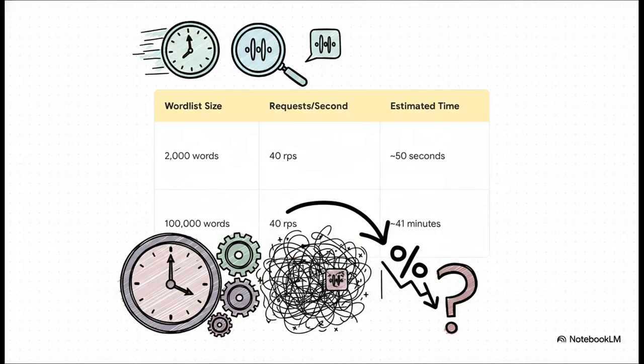And look, this table really puts the cost into perspective. A quick 2,000-word scan, that's under a minute. But jump up to a big 100,000-word list, now you're staring at over 40 minutes of your life just gone. That's a massive gamble to take on a low-confidence scan. The math just doesn't lie.